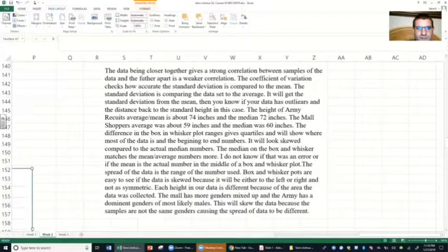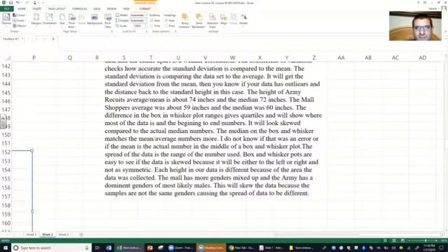The height of the Army recruits average mean is about 74 inches and the median is 72. The mall shoppers average is about 59 inches and the median was 60 inches. The box and whisker plot ranges give quartiles and will show where most of the data is and the beginning to end numbers. It will look skewed compared to the actual median numbers. The median on the box and whisker matches the mean and average numbers more.